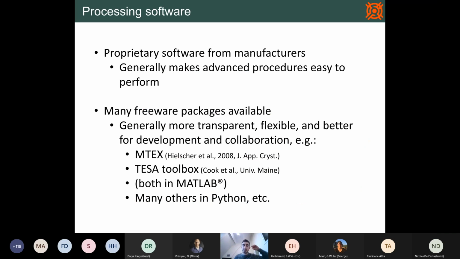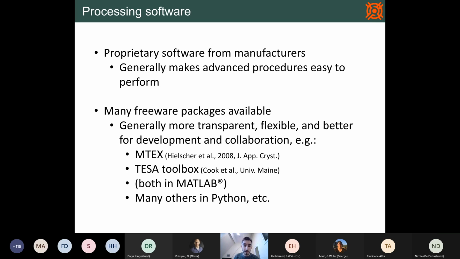In practice, the way we do this is going to depend on particular processing software, and I'm not going to say too much about them other than to say that each manufacturer of EBSD systems has its own proprietary software. These days, these are very good and generally make it quite straightforward to perform very advanced procedures. But we now also have a great diversity of freeware packages available for a whole range of tasks. So these are generally a bit more transparent, more flexible, and they're better for development and collaboration.